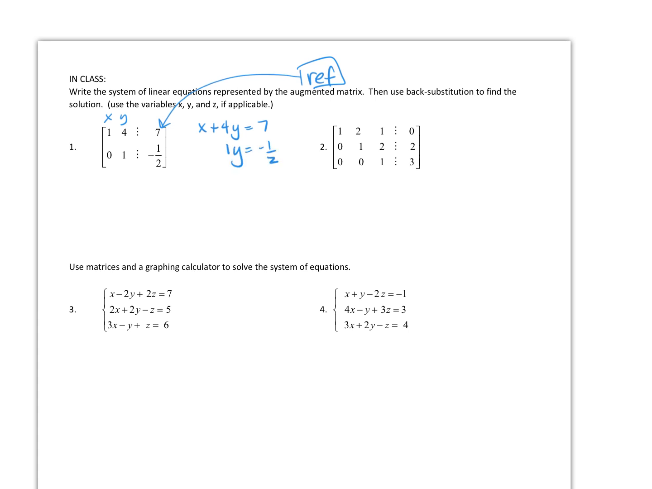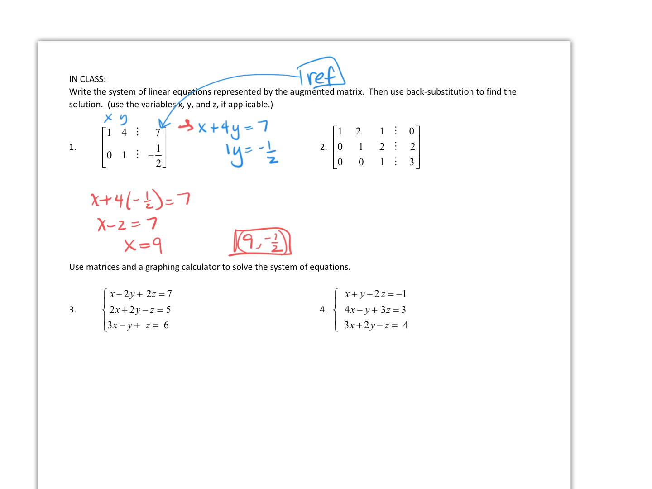Okay, so my end solution is going to be an x and a y coordinate. And they tell me my y is -1/2. All I have to do is substitute that in to this equation to find x. So I'm going to say x plus 4 times -1/2 equals 7. What's 4 times -1/2? -2. So it's x minus 2 is 7. So add 2 to both sides. X is 9. All right? That's solved. It's done.